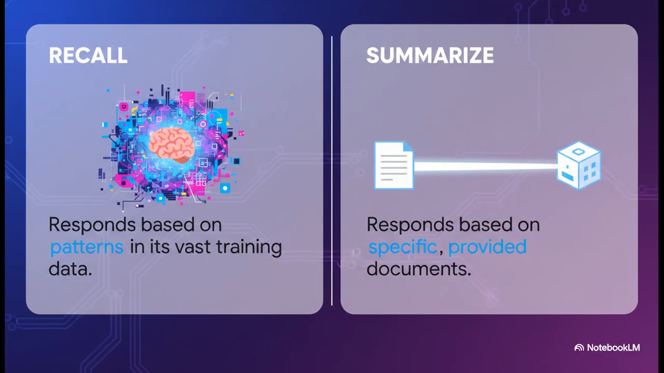And this is the absolute key takeaway for RAG. It fundamentally shifts the AI's job. Without RAG, the AI is basically guessing from memory, trying to recall patterns from its huge, messy training data. But with RAG, its job changes completely. Now, it's just referencing a specific source that we provided. It's not a memory test anymore, it's a summarization task. And that is a much, much more reliable and constrained thing for an AI to do, which is why it slashes the risk of it just making stuff up.